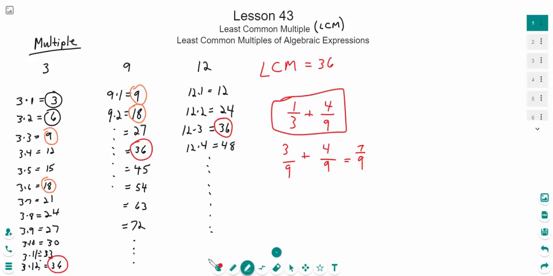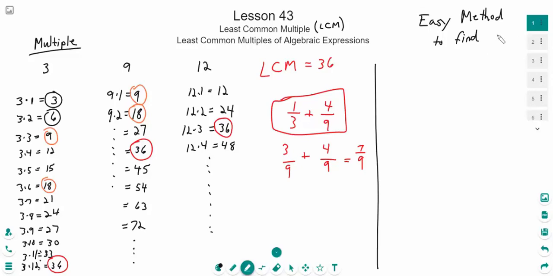I think we're going to do it over on this side here. We'll try to fit all this onto one page. So let's talk about an easy method to find the lowest common multiple. Okay? And it involves factoring, which you've been doing a lot of, so that should be pretty familiar to you. So if I have, and we'll just use the same numbers, 3, 9, and 12.